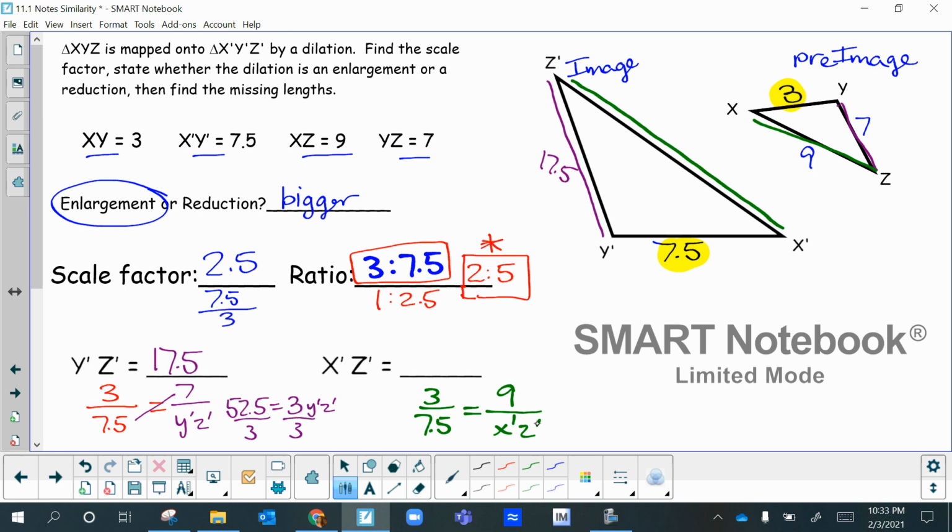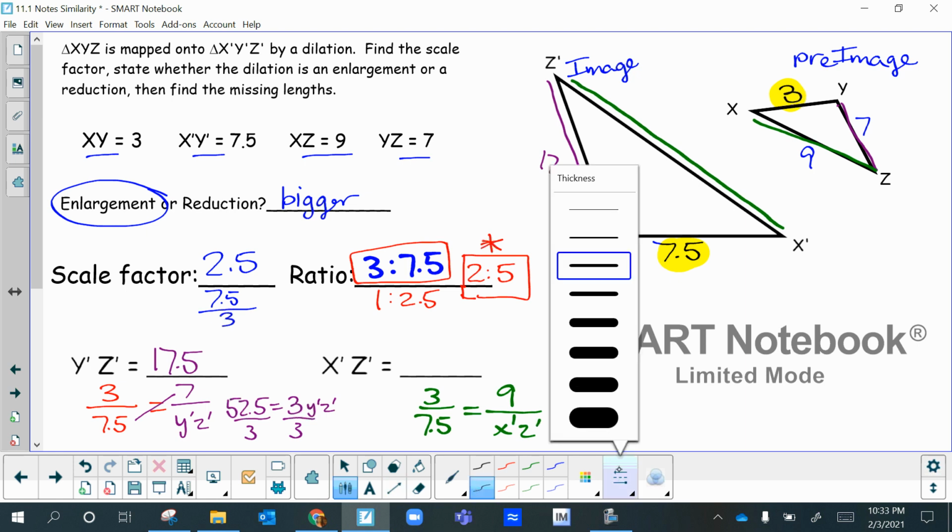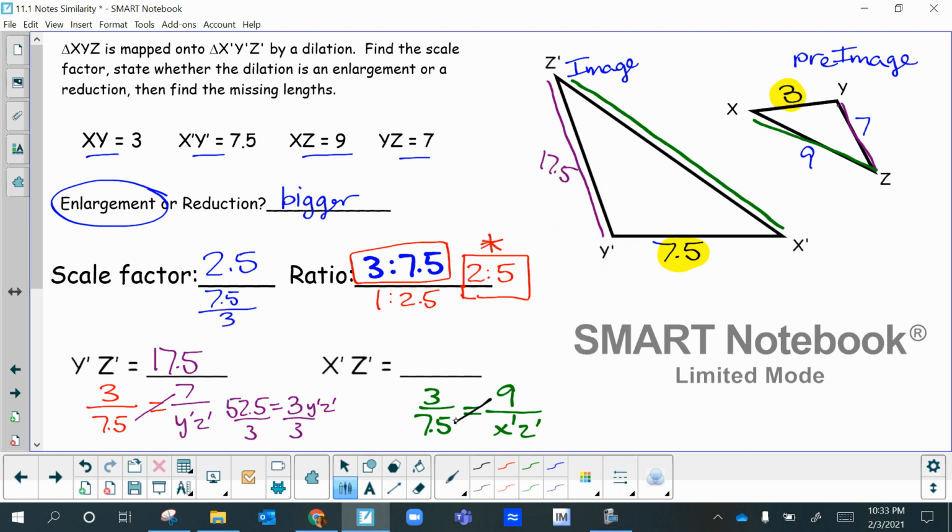All right, so let's cross multiply. 9 times 7.5 is 67.5, which equals 3 times Z prime. Divide both sides by 3. Dividing by 3 in the calculator, this one is 22.5.